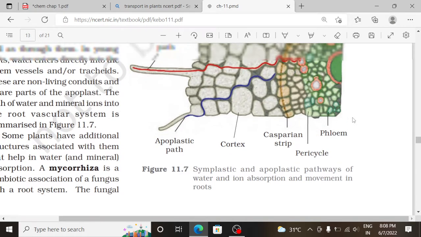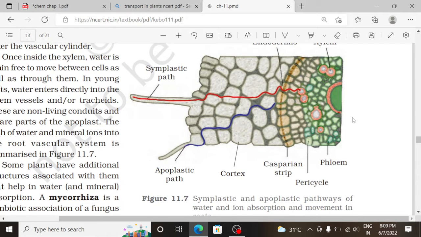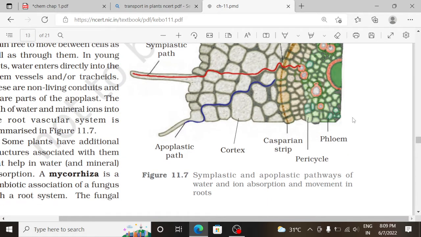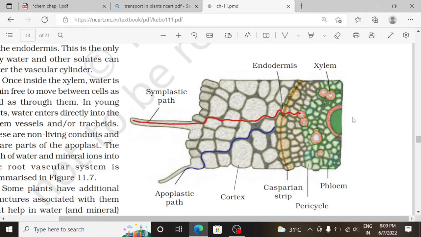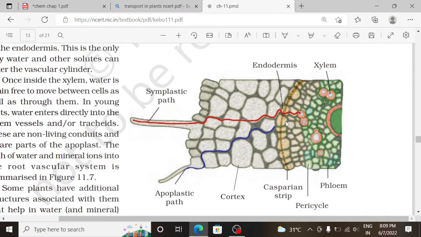Here you can see the diagram of symplastic and apoplastic pathways of water and ion absorption and movement in roots. The red color shown is the symplastic path and this blue color is the apoplastic path. This is the cortex, this is the Casparian strip, this is the pericycle, this is the phloem, this is the xylem, this is the endodermis. This brown color line you can see is the endodermis.